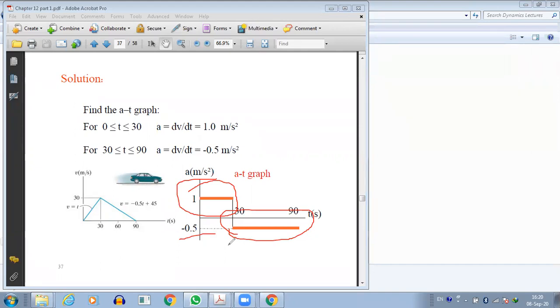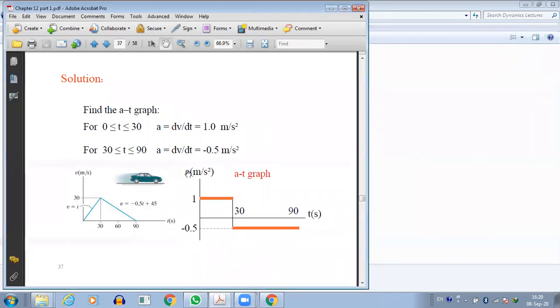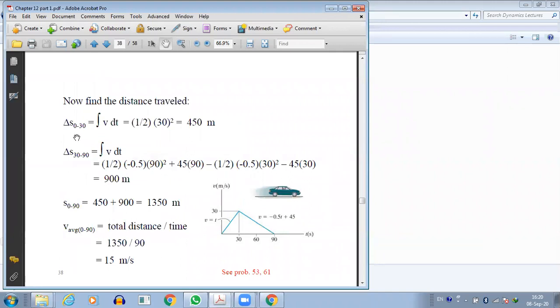Now let's discuss the second part of the question. Here you need to integrate, because now you move towards the ST, but the graph is not needed. What is needed is just to find the distance. So how do we integrate? We have the basic equation: S will be the integral of V dt, but you have to apply the limit. The limit will be 0 to 30, right? And then for the second stage, again S will be the integral of V dt, but apply the limit from 30 to 90. You have the equation for both cases.